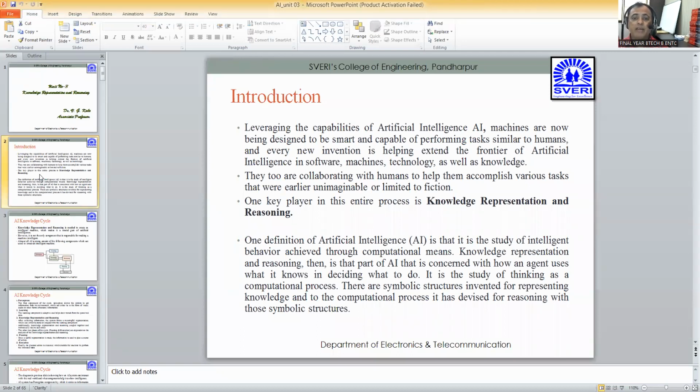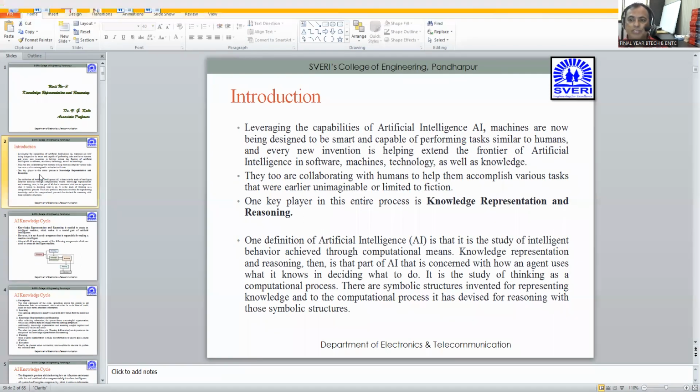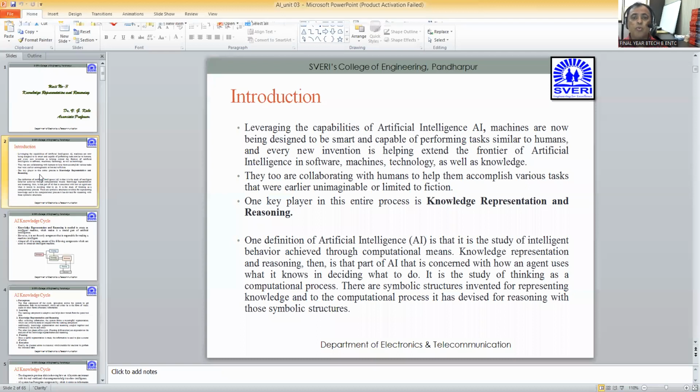So up till now, you might have seen software, machine, technology, but a new word has arrived here: knowledge. Now this knowledge is going to play an important role. They too are collaborating with humans to help them accomplish various tasks that were earlier unimaginable or limited to fiction.